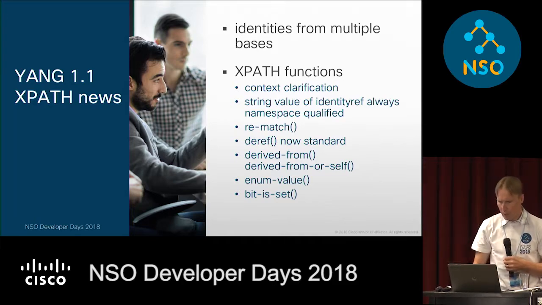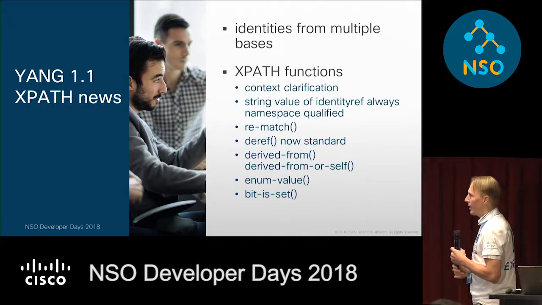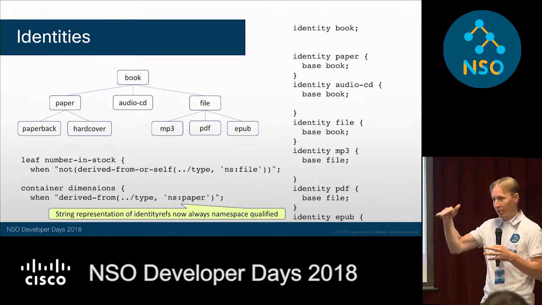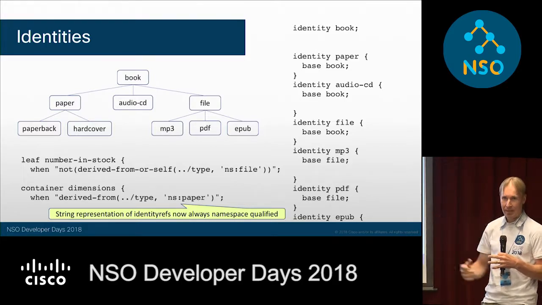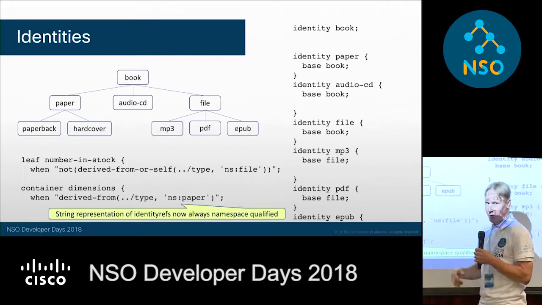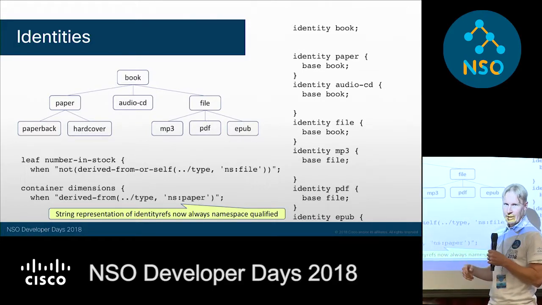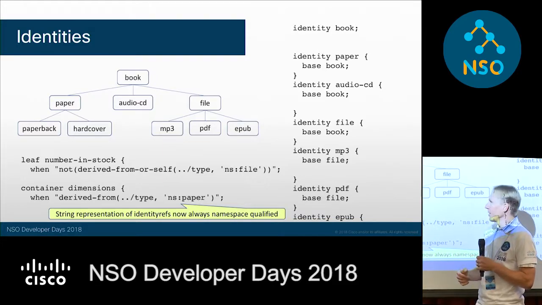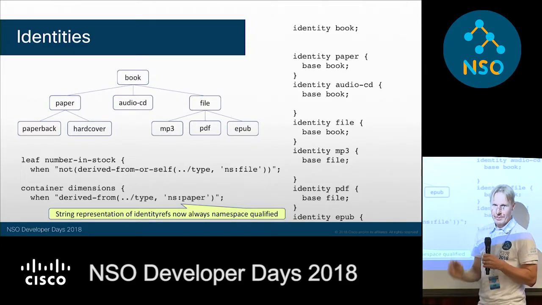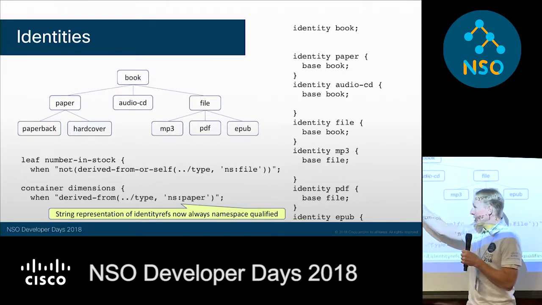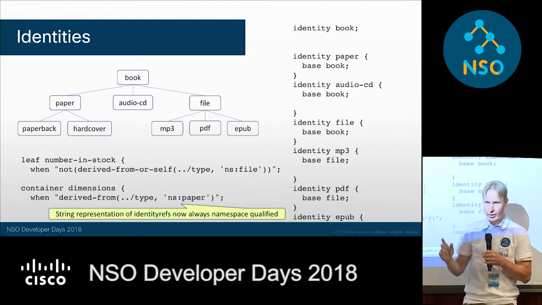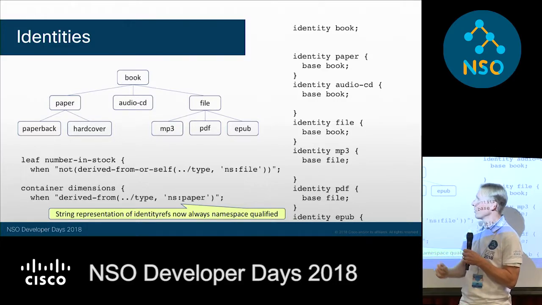I'll show you this now. So here's how identities work. It's sort of like enumerations. You can enumerate all the things that you might have, all the kinds of something. But here you can have relationships between these things too. You can, for example, say there's something called a book in a very general sense. And a book can be presented in paper, as an audio CD, or as a file. The paper, in turn, can be paperback or hardcover. And the file can be MP3, PDF, EPUB, and so on. So you build a hierarchy out of these identities.